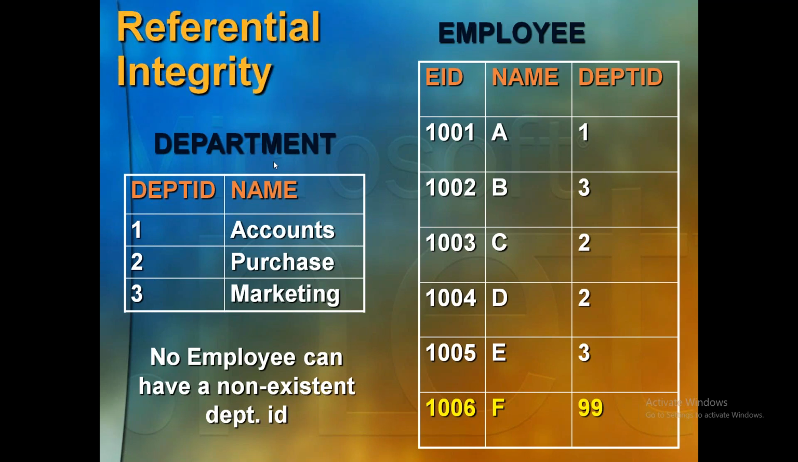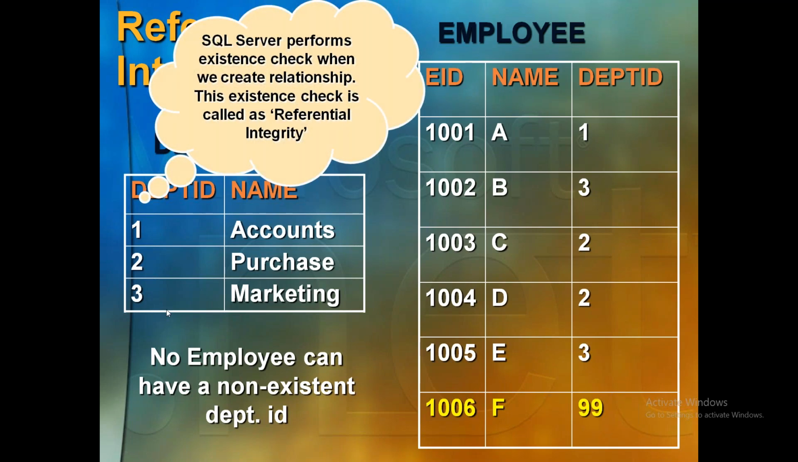Integrity means correctness. By referring to the parent table, SQL Server is going to ensure that whatever value has been provided by the end user exists in this table or not. Clear? SQL Server performs an existence check when we create a relationship with the help of a primary key and foreign key. This existence check is called referential integrity. You will get a foreign key violation error.